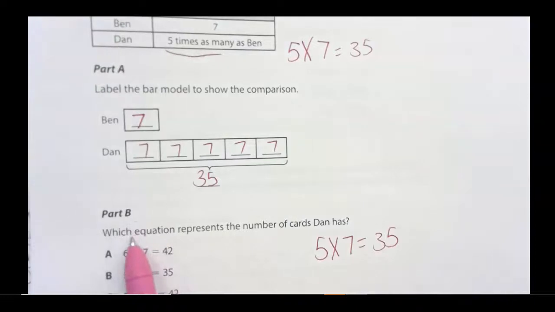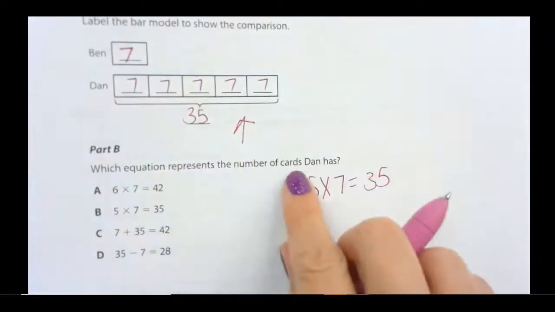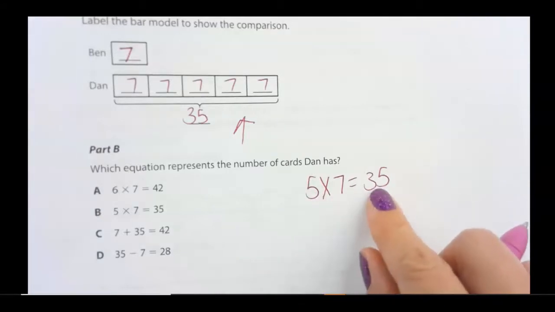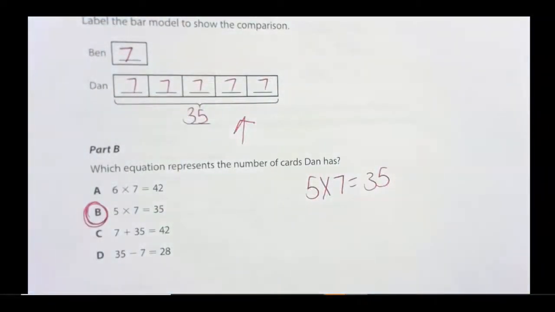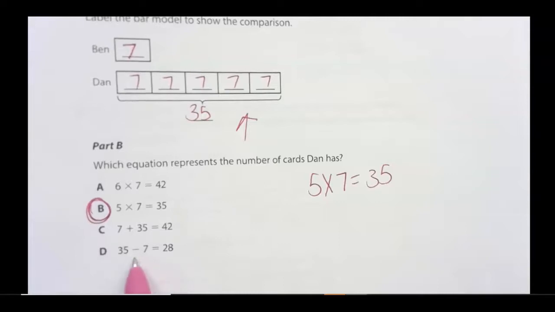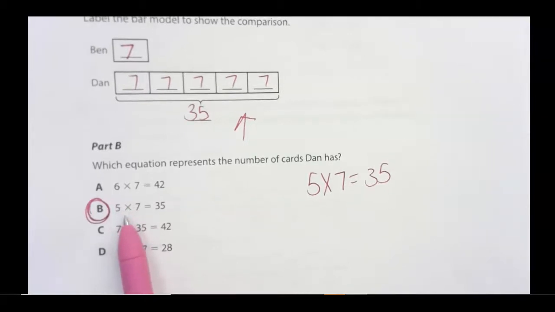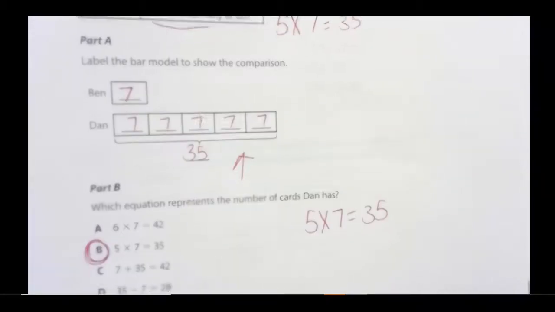And so this question on B is specifically referring to this bar model, right? So which equation represents the number of cards Dan has? 5 times 7. So which would be our correct answer? B. Why would C not be our correct answer? It's adding, good. Why would D not be correct? Correct. And what about A? Different number. Yeah, it's multiplying by 6 when we have 5. Yeah. Good job, Annabelle.